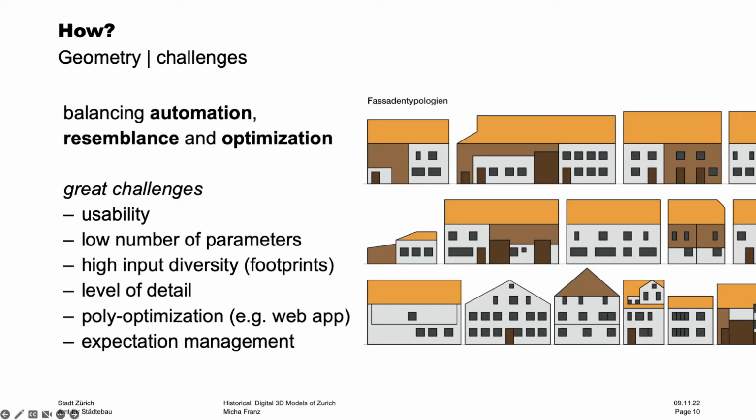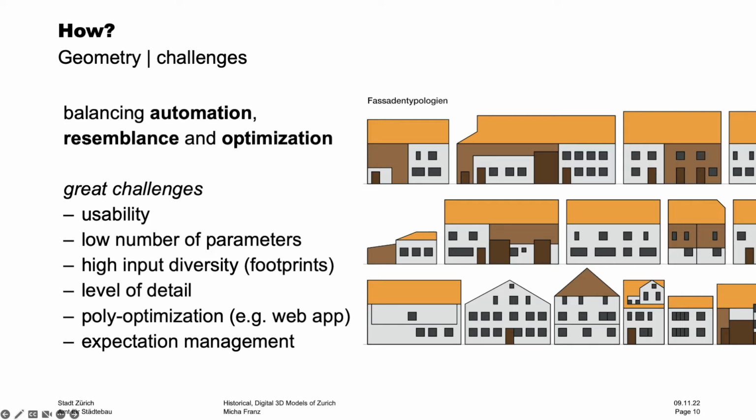And we were constantly struggling to balance automation, resemblance, and optimization. Of course, we wanted to have as much as possible automated, but this really works against resemblance, which would go more into the direction of having lots of control over every single building and adjusting every small detail. And the third factor is also very important for the further use of these models, as they are, for example, part of the digital twin in the city of Zurich, which can be accessed through a 3D web viewer.